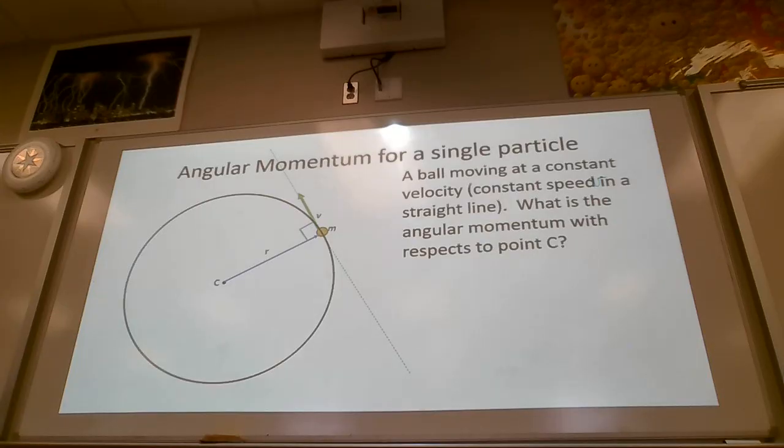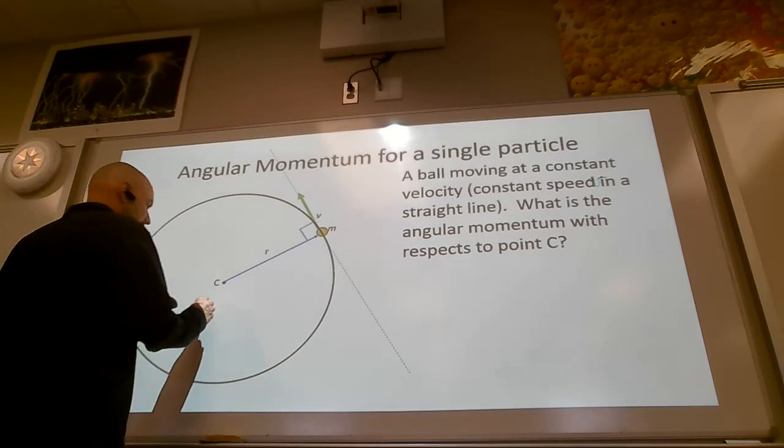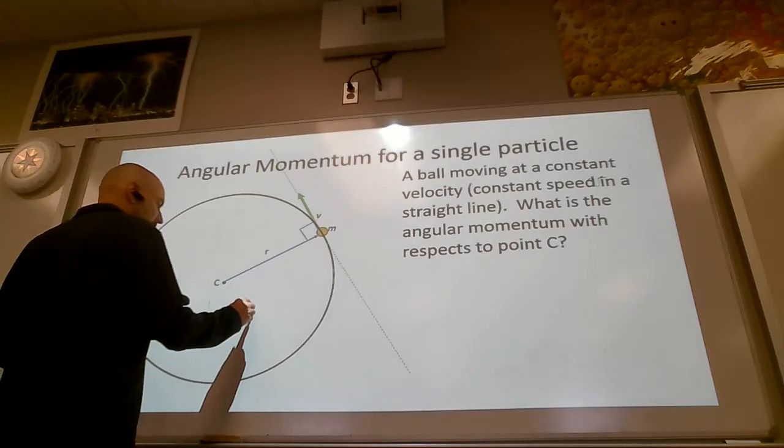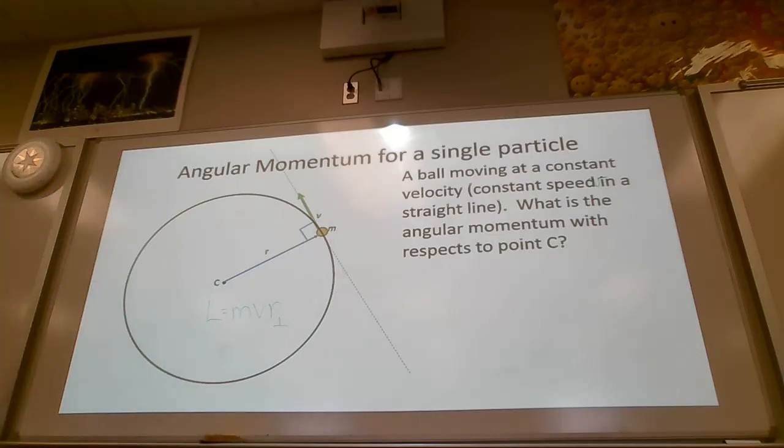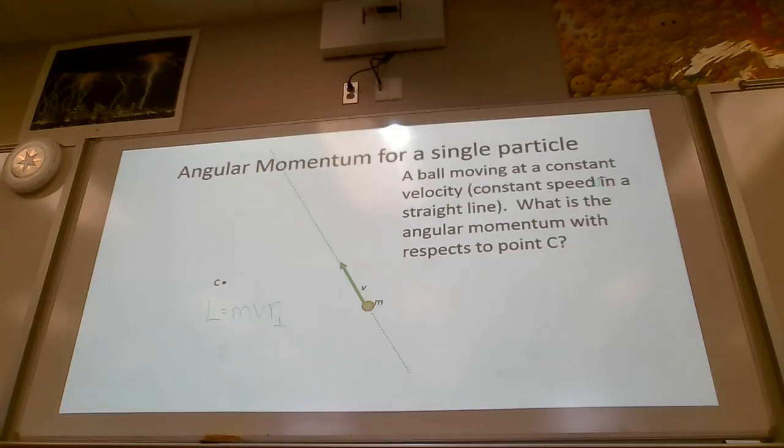Okay, which is the same expression as if it was moving and spinning in a circle. And so this ball here has this angular momentum about point C, even though it's not rotating.